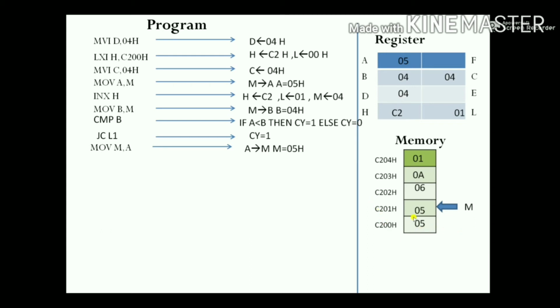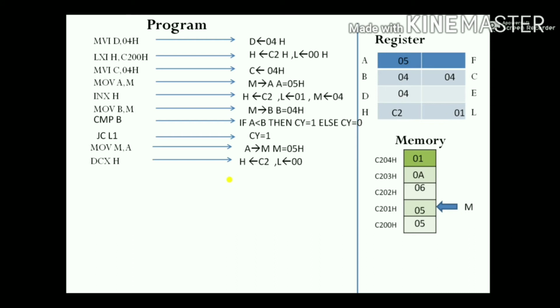In C200 we need 04H. Now we need to point the memory to C200H. So what will we do? For that, we need to have the HL register pair as C200H. Now it is C201H, so we need to decrement the HL register pair by 1. Which instruction will we use?